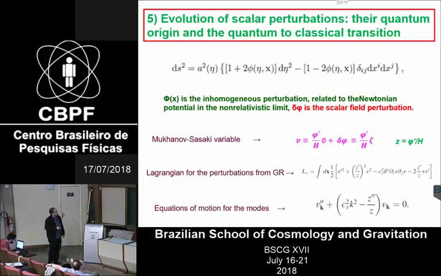Now if you take the Einstein-Hilbert Lagrangian for general relativity and plug in the perturbed level, we can show that this general relativity action goes to this form here. And if you calculate the equation of motion for the modes, it is this one here. This is the sound speed, maybe one or less, and this is the background variable here. So these are the classical equations of motion for the modes. Now, if you want to quantize it, let us see what we can do.